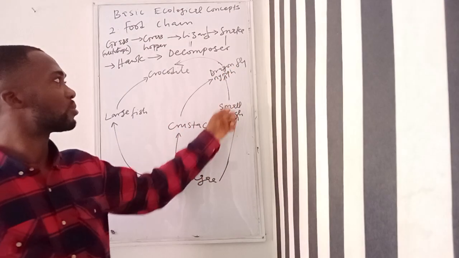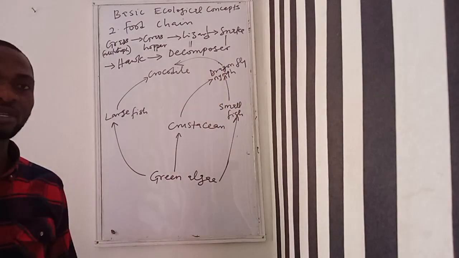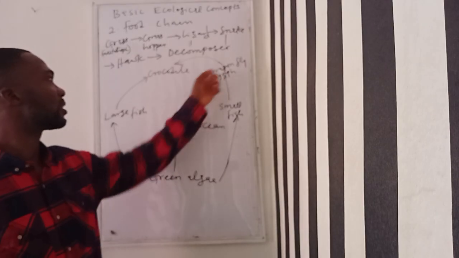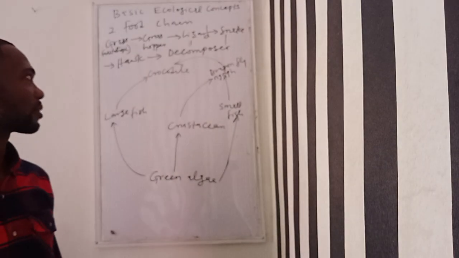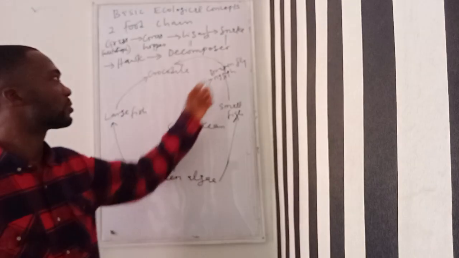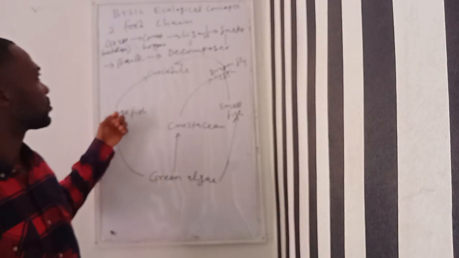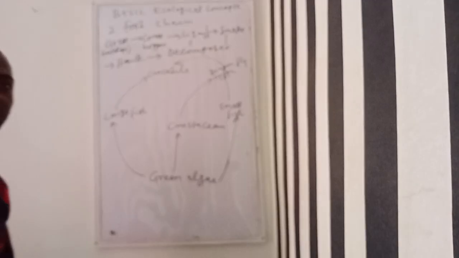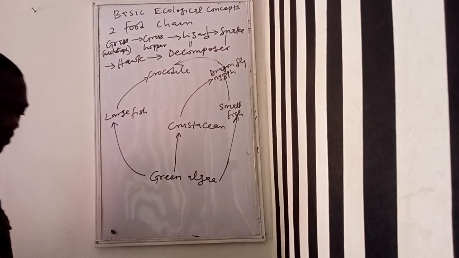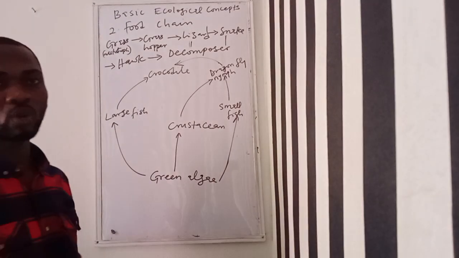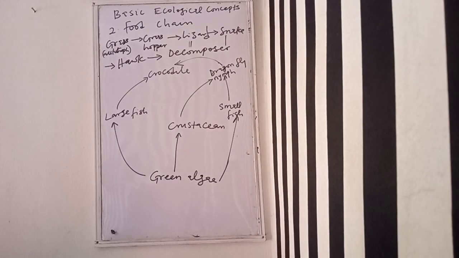So one, two, three can be a food chain. One, two, three is another food chain. In fact, one, two, three, four is another food chain. Then one, two, three is another food chain. So you can see how many food chains come together to form a food web. So that's the concept of food chain and food web.